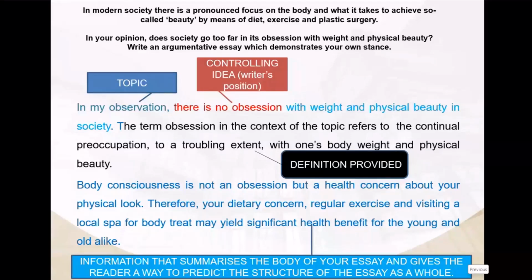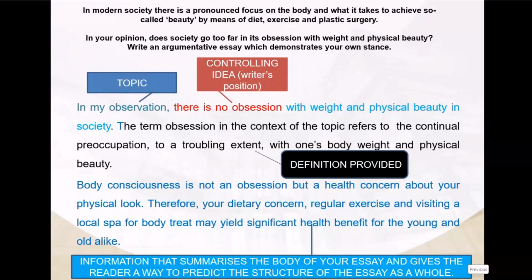Student says, in my observation regarding weight and physical beauty in society, there is no obsession. Is that not the standpoint or position of the student on the topic? It is. He says there's no obsession. As he writes an argumentative essay, the student will be arguing that there's no obsession. So we expect that position to be sustained right through the essay itself.